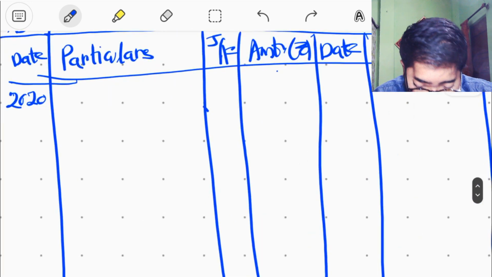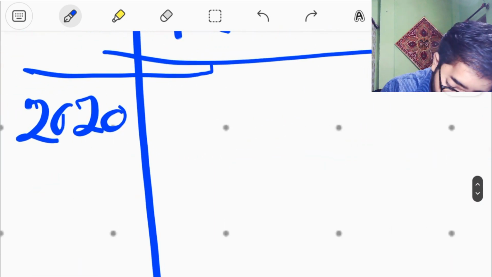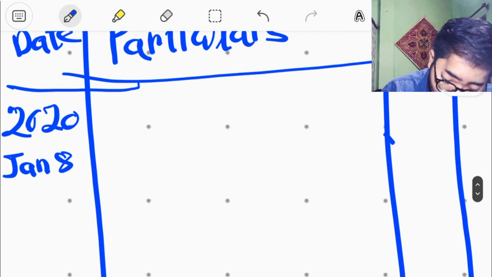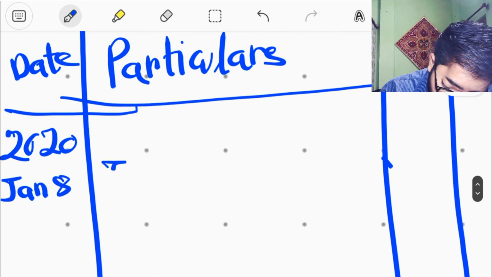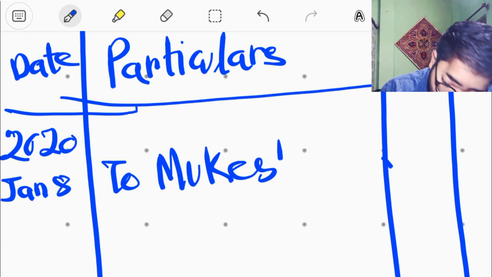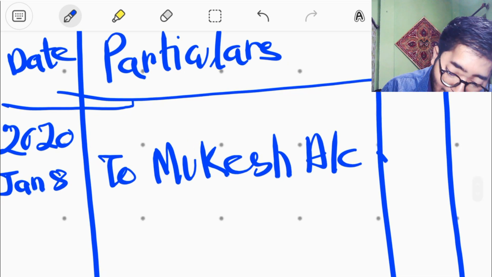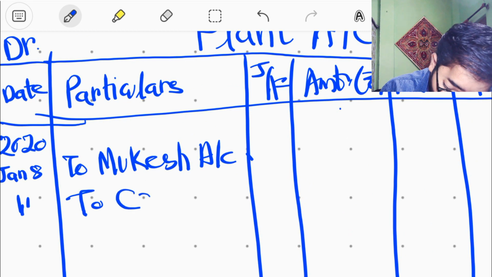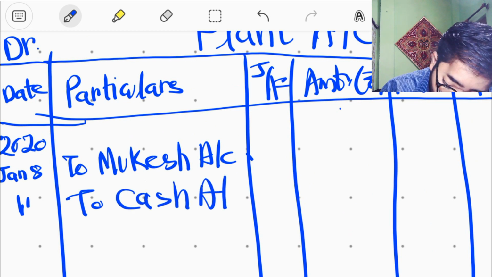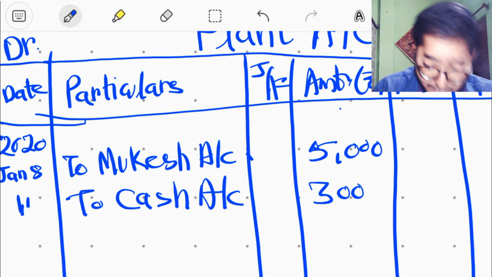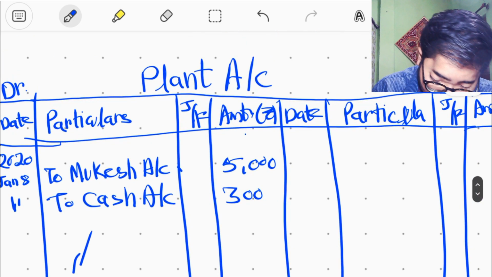Now plant account. Plant account's entry is on January 8th. Plant account debit to Mukesh account, and on the same date to cash account, Mukesh account for 5,000 and cash account for 300, 5,300. I hope this is clear.